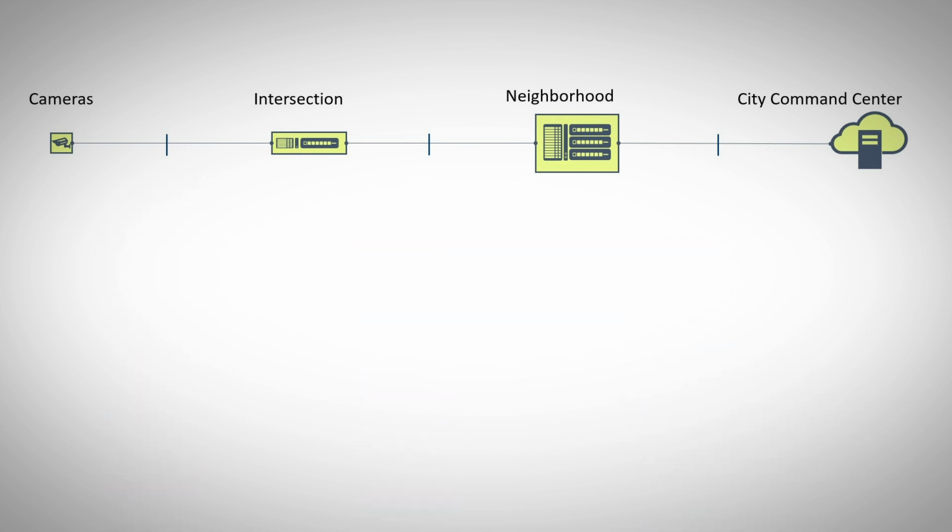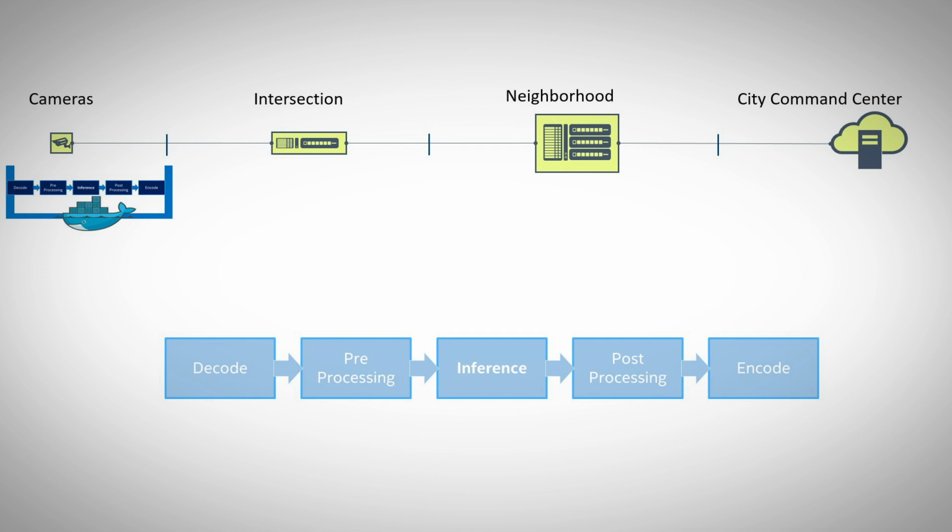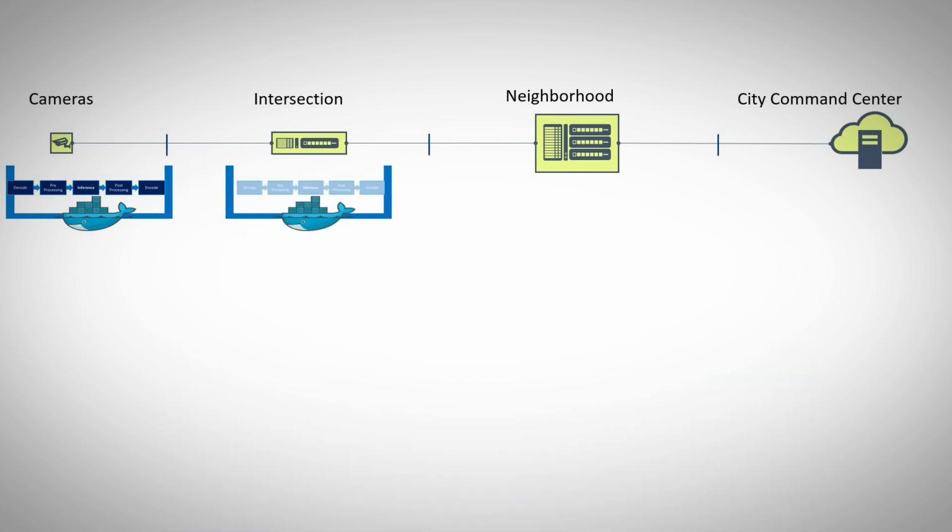What I would like to do is to build a pipeline using the DL Streamer and apply it in a container to all the cameras. And another DL Streamer pipeline in another container to all the intersections, and so on. And these workloads, these pipelines, should be able to communicate with each other. For this, we have 2 new commands, meta-convert and meta-publish.